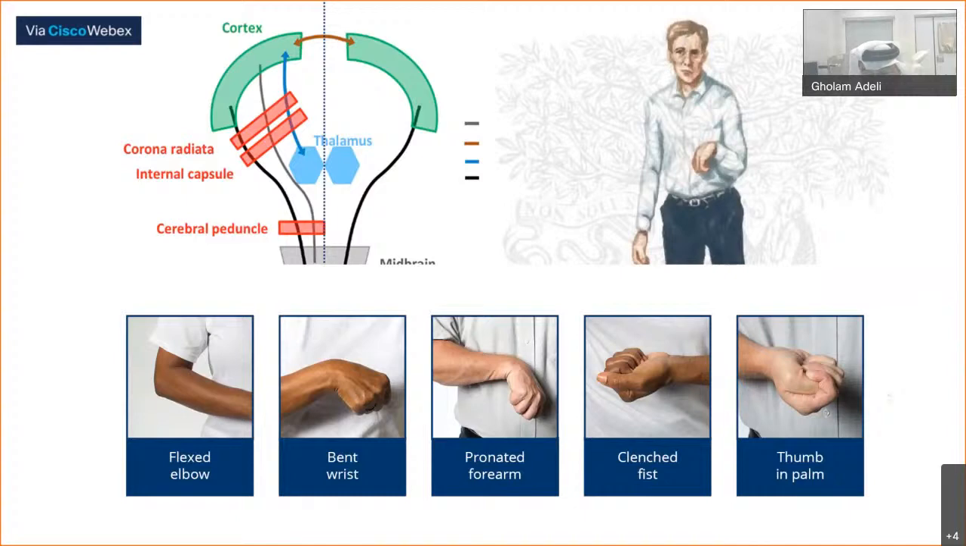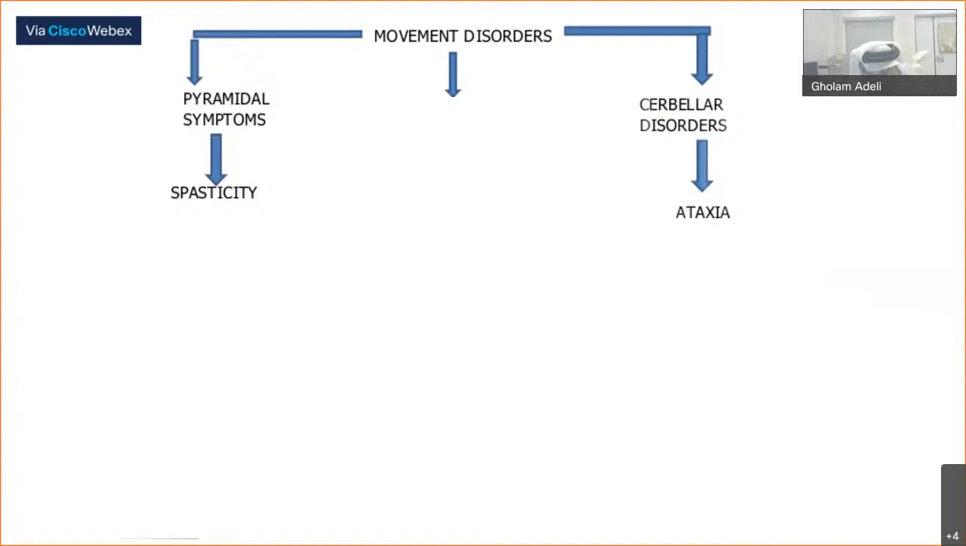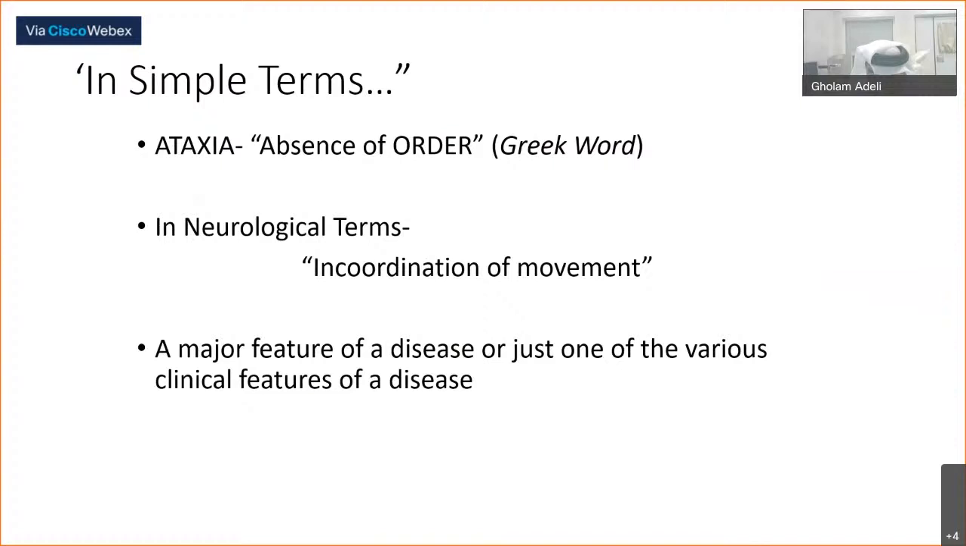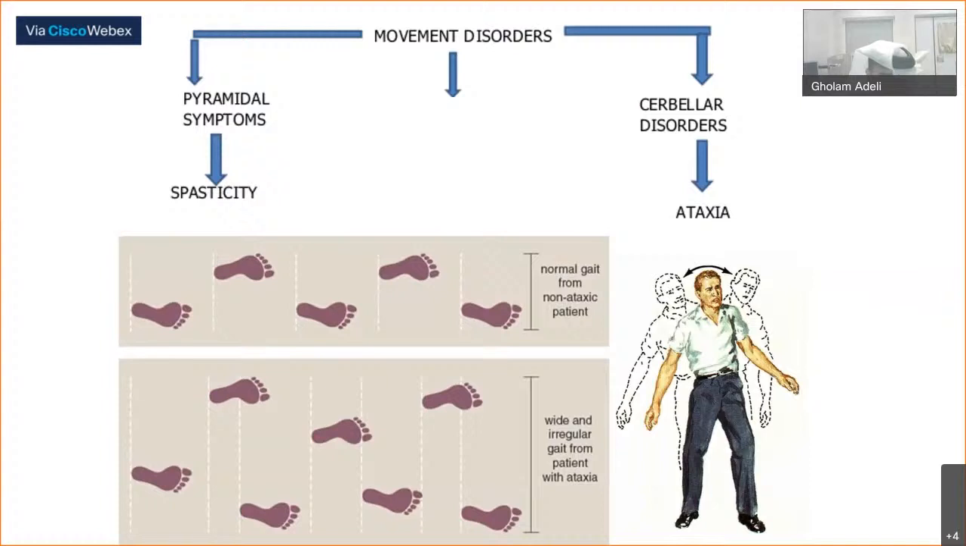The other system that also gives me a movement disorder problem is cerebellar disorder, which gives me ataxia. In general, it's an incoordination of movement, or absence of order in the Greek word. It can be either truncal ataxia or limb ataxia, and it's very crucial to look at this picture here.